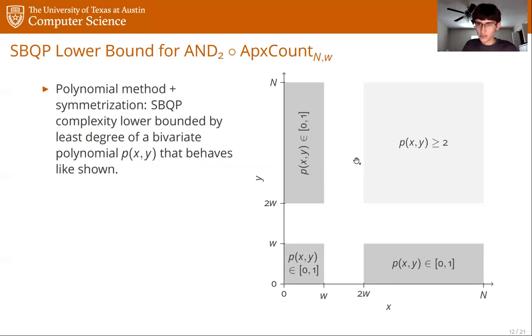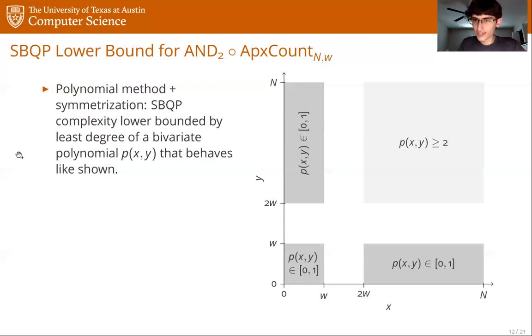If you're wondering what these regions correspond to, well, these x and y variables correspond to the sizes of the inputs. So again, there's two inputs of approximate counting. So x is the size of the first input, y is the second input. This light gray region corresponds to the yes instances, where both sets are large, and these dark gray regions correspond to the no instances, where one of the sets is small. So how do we lower bound the degree of this bivariate thing? Well, I promised that this talk was going to involve Laurent polynomials, and so far this is just all ordinary polynomials. So maybe you can use that to guess where this is going.